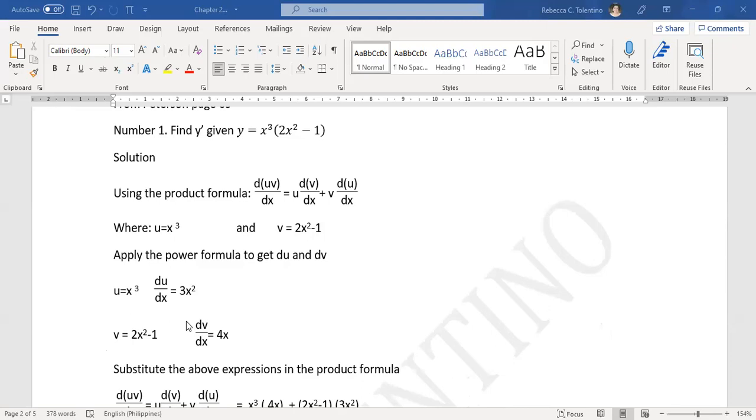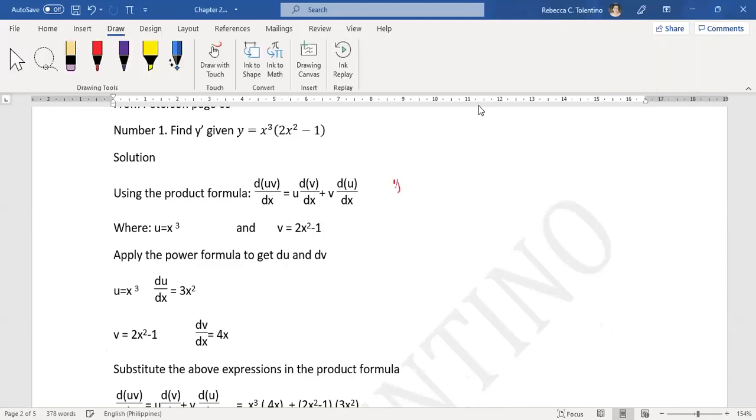Now, if we apply the product rule, our y prime will be, okay, so that's u, our u is x cubed. We will multiply x cubed by dv, so that's 4x, plus v, that's 2x² − 1, multiplied by du, which is 3x².